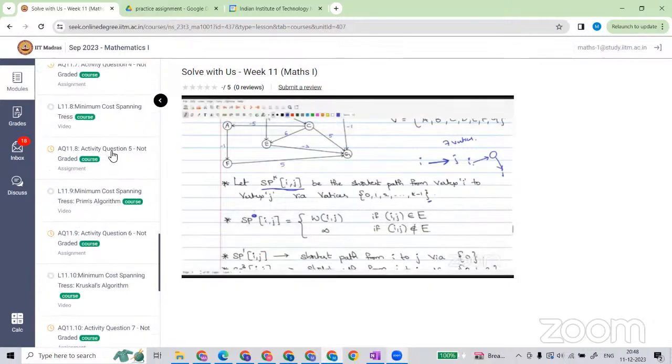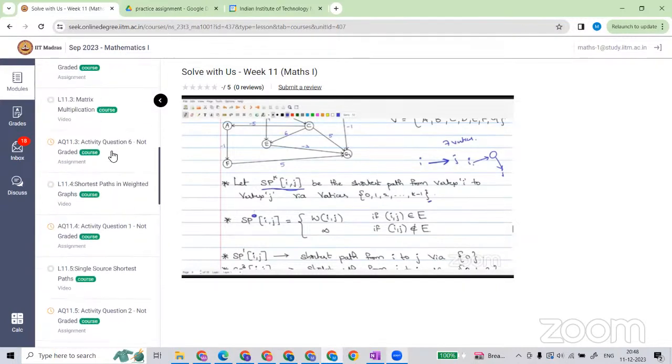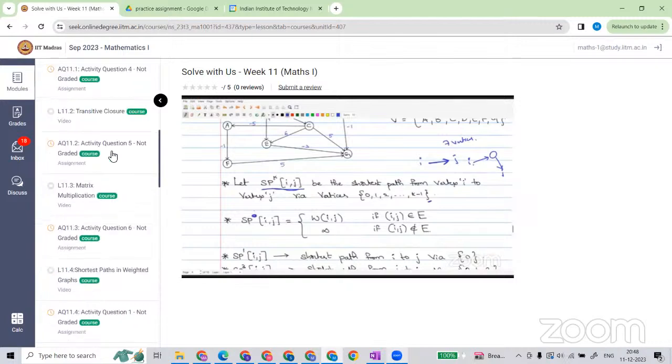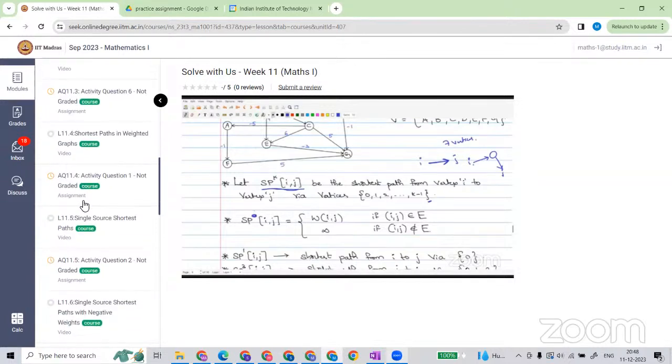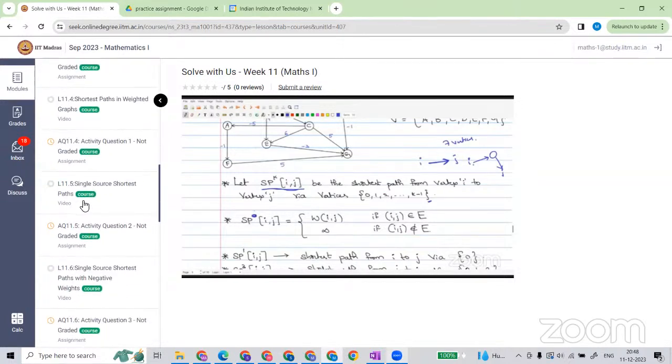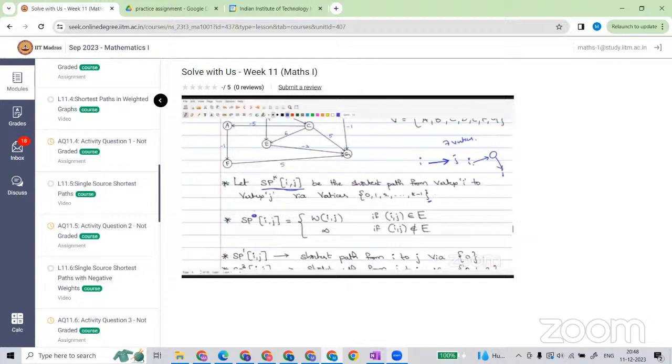and longest path, and matrix multiplication, transitive closure, longest path, yes, and Prim's and Kruskal's algorithm. And this all source, all pairs shortest path, if you want, you can skip that also, all of you, because that is a big algorithm, and the question may not come. You can skip that Warshall algorithm. Okay.